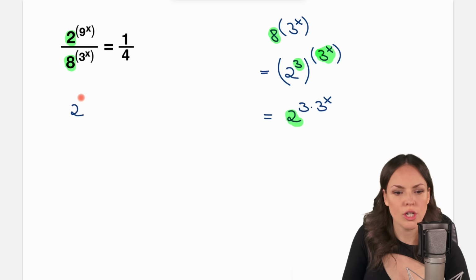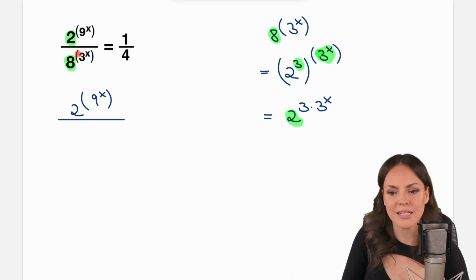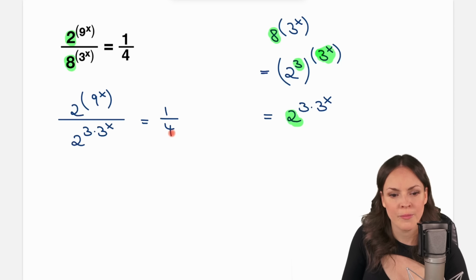We don't change anything in the numerator. That was okay. But here, instead of this expression, we're going to use this one where we have base 2 as well. The more similarities we can find, the better. On the other side, we still have 1 over 4.